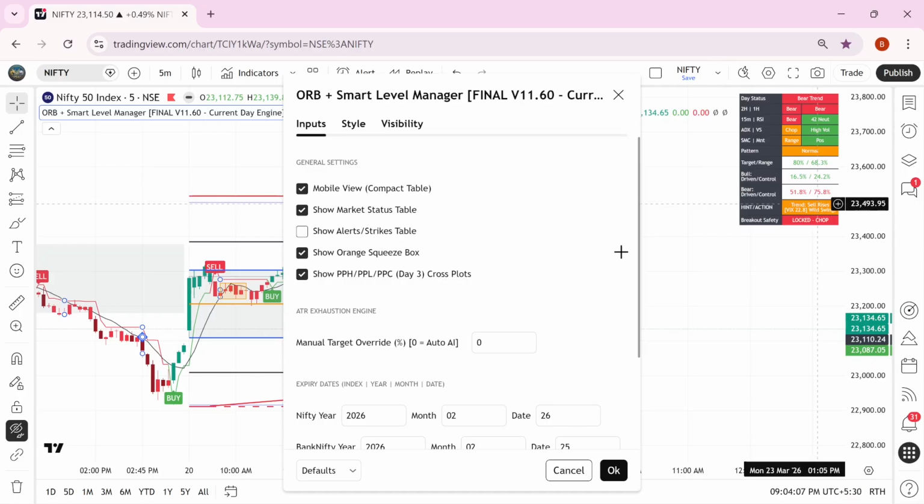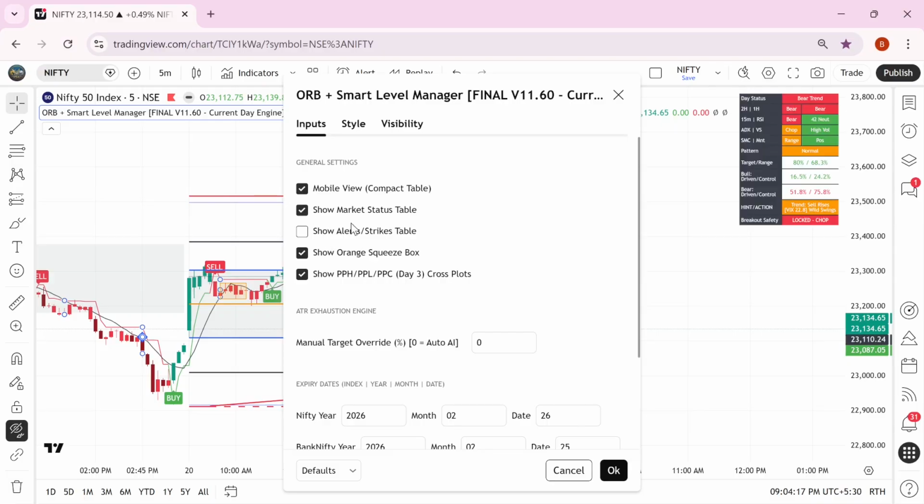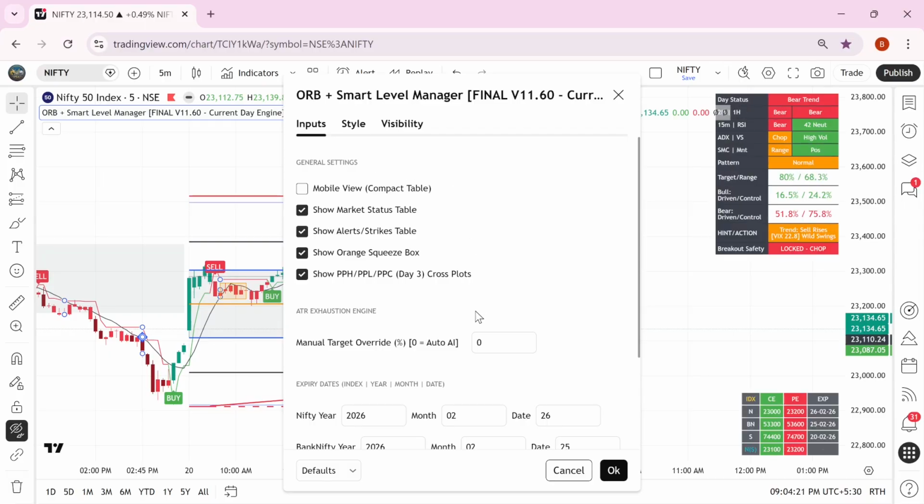Now, if you don't need the table at this moment, then you can uncheck this and the market status will appear. It will be completely gone. Okay, so that's the specific option for that. So when you're using a normal PC, you won't really need the mobile view. You can keep it completely separate.